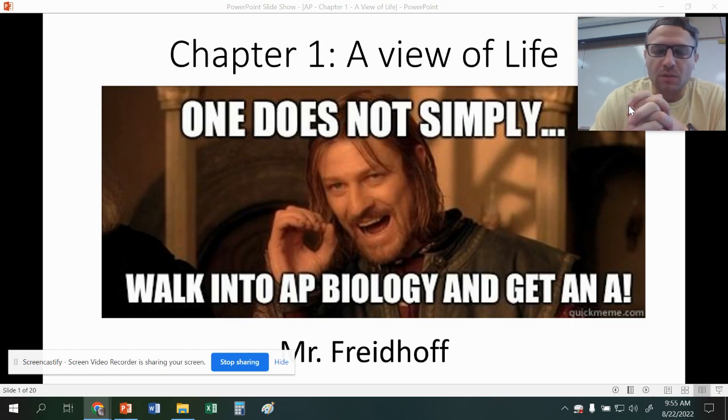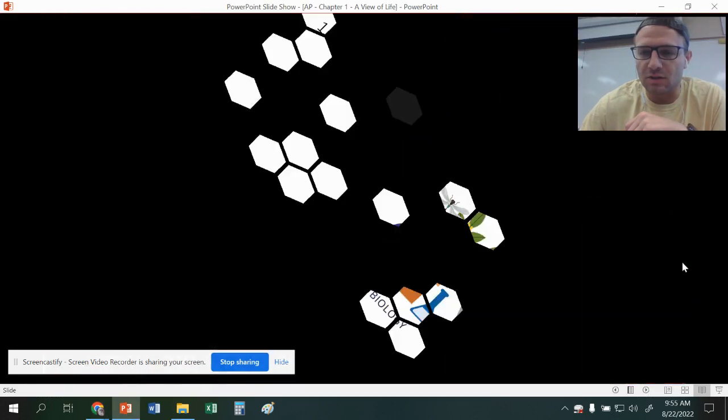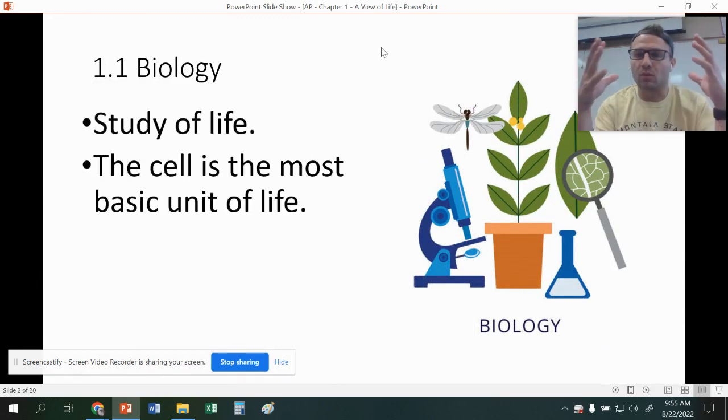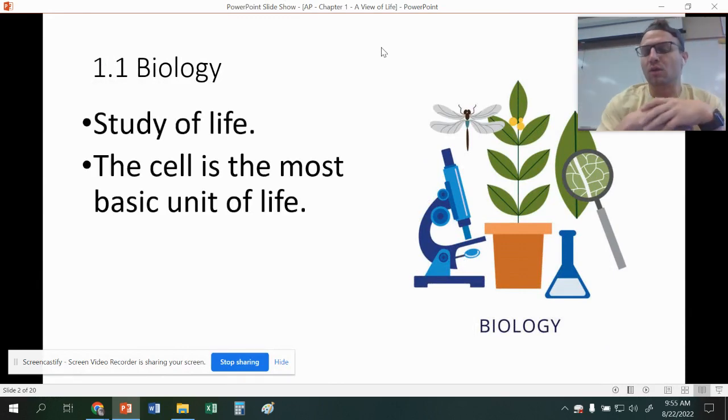One thing you might notice when we're going through the chapter is we have the chapter divided into different sections. Let me show you what that looks like here. So 1.1, what we would go over in 1.1 would be like the first day. Then 1.2 would be the second day. 1.3 would be the third day.